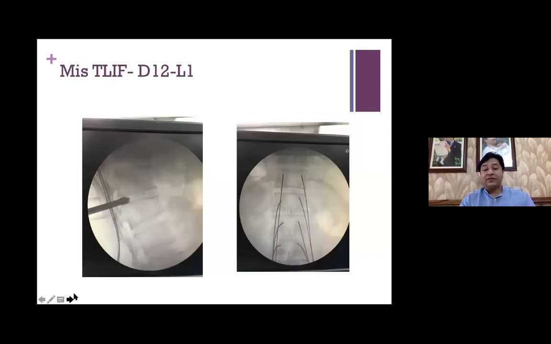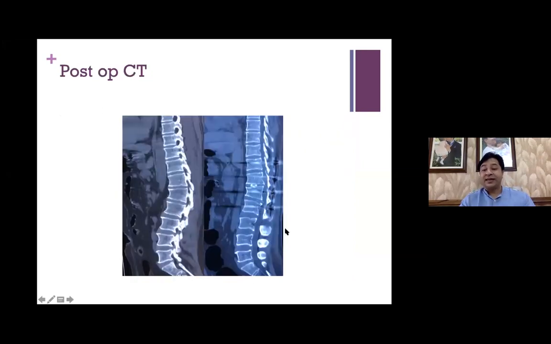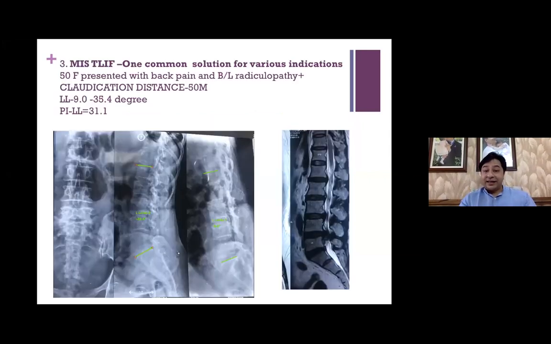And then we fixed him posteriorly. And this is the post-op CT. You can see, you saw that we got a good decompression done. And this post-op CT shows a very good realignment of the kyphosis with a single level MIS TLIF. Now, again, coming to the same thought process of indications, MIS TLIF remains one common solution for various indications. What about this case? She's a 50-year-old female with back pain and neurogenic claudication.